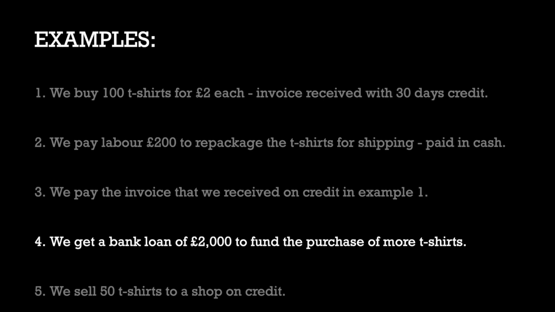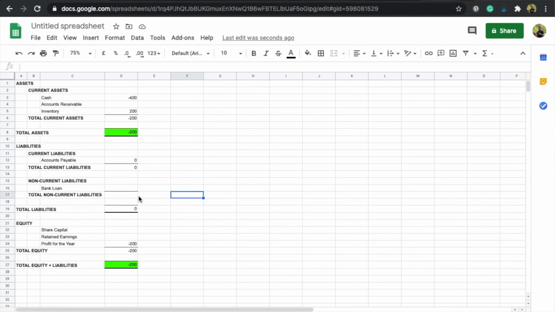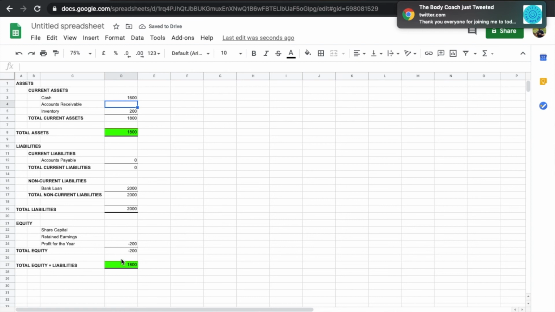We then get a bank loan to fund more t-shirts. This bank loan is £2,000. So the bank loan we're going to show as a non-current liability because £2,000 is owed back to the bank. So we're going to credit our bank loan by £2,000. As it's a loan, we're going to receive that cash into our cash account. So we're then going to debit our cash because the credit was a non-current liability. Our debit is going to be cash. So now we've got 1,800 in the total assets and we've got 1,800 in total equity and liabilities. So we're confident that this matches.